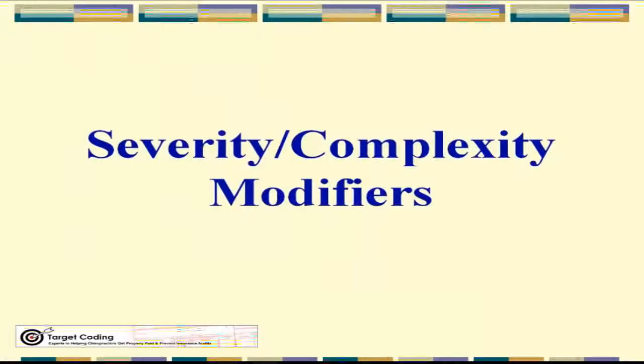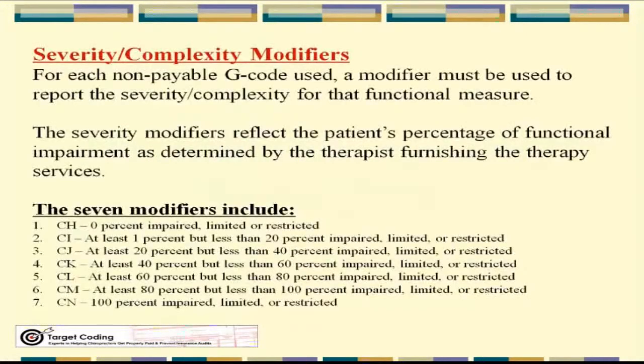Then we have to use these severity/complexity modifiers. For each non-payable G code, a modifier must be used to report the severity complexity of that functional measure. The severity modifiers reflect the patient's percentage of functional impairment as determined by the therapist furnishing the therapy services.